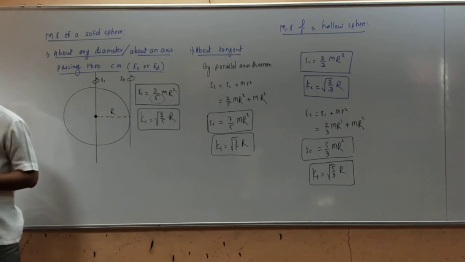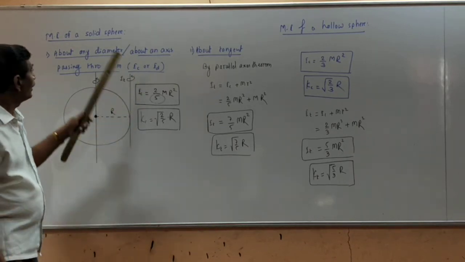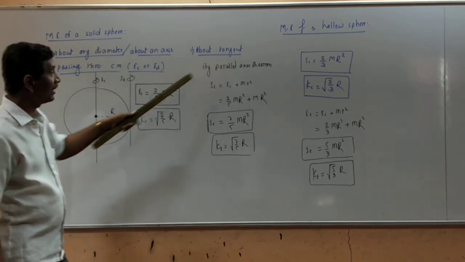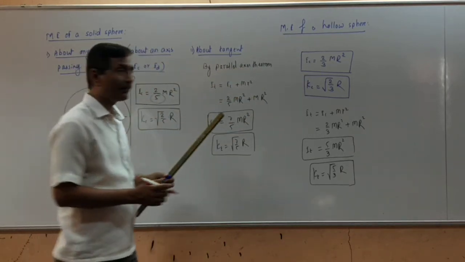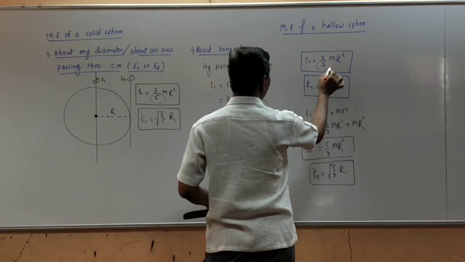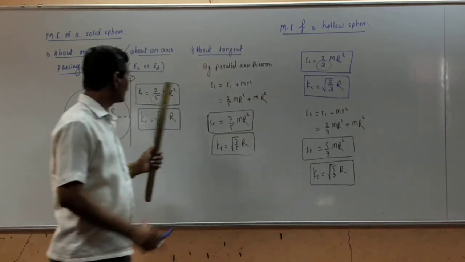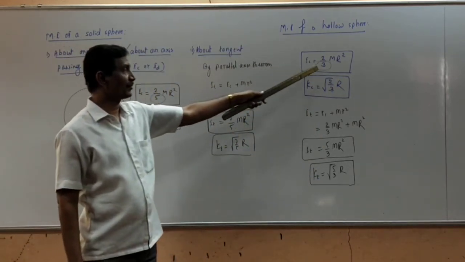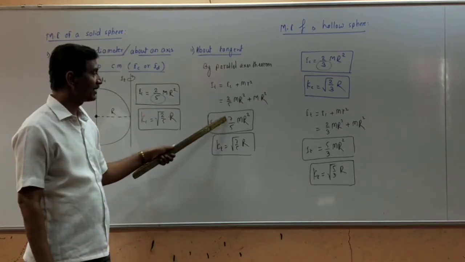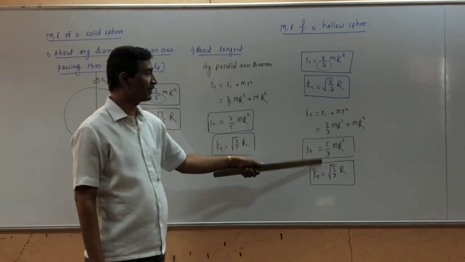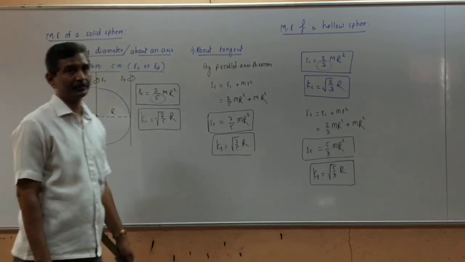So moment of inertia of the solid sphere and moment of inertia of the hollow sphere. So only one difference we consider here. So here we use the digit 5 and in case of hollow we use the digit 3. So according to that, about the tangent moment of inertia is 7 by 5 mr square and it is here 5 by 3 mr square.